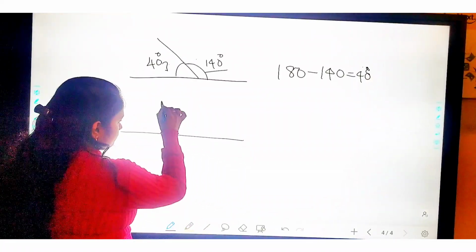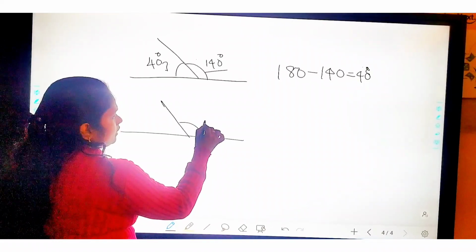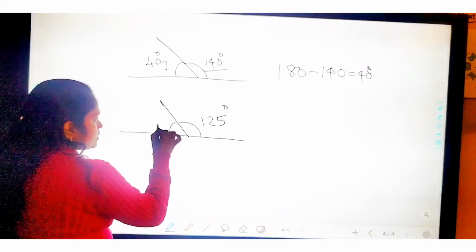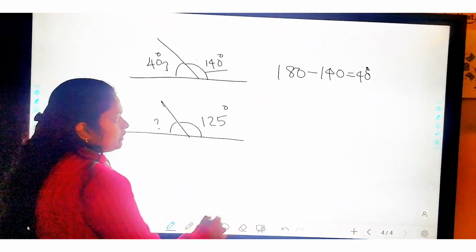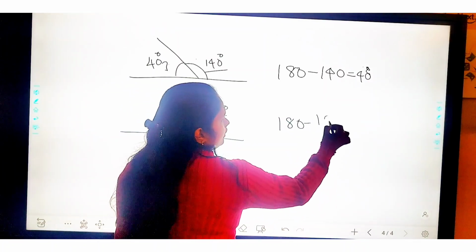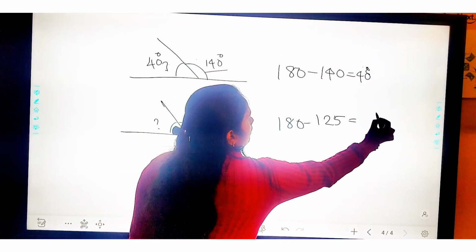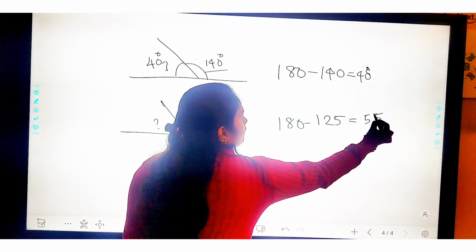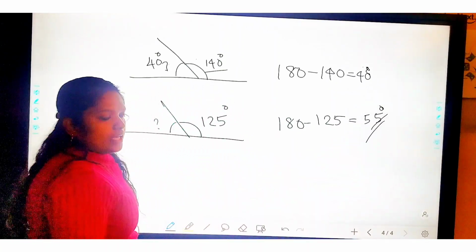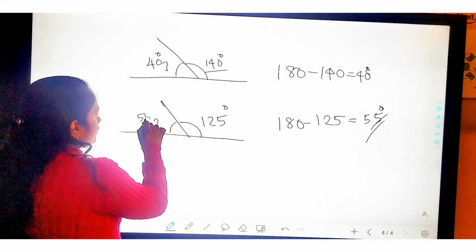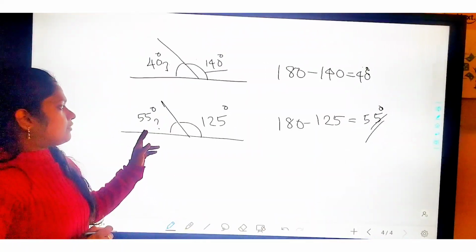Then one more. If one angle is 125 degree, what is the supplementary angle of 125? So that will be 180 minus 125. That will be 55, the answer. The 55 is the answer. Then 55 degree is the supplementary angle. So 55 and 125 are supplementary angles.